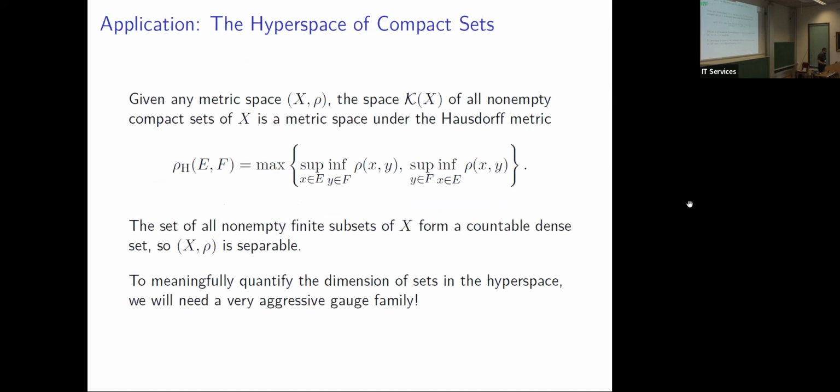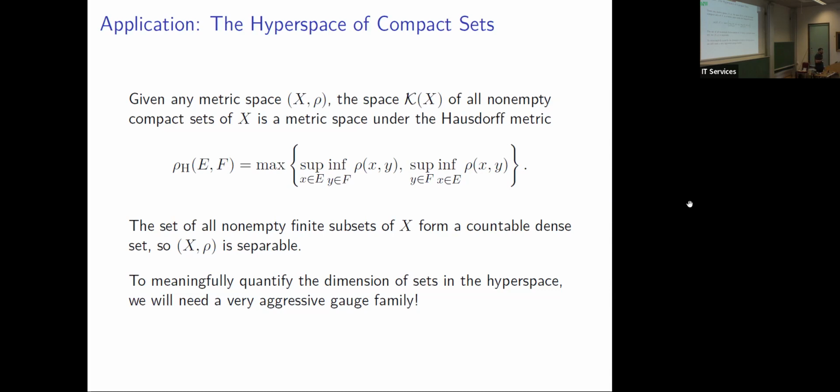Okay, so we have an application of this more general point set principle to the hyperspace of compact sets. If you have a metric space X, rho, then you can look at the space of all non-empty compact sets within that space under the Hausdorff metric, where you just look at basically the farthest away that two points can be within these sets. And this is separable because the set of all non-empty finite subsets of X is a countable dense set here.